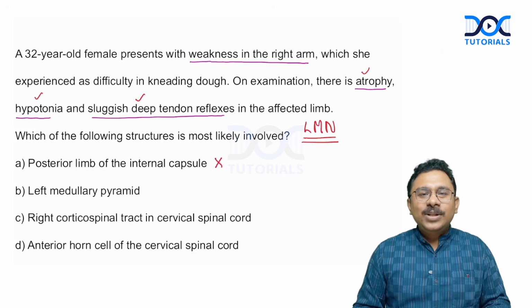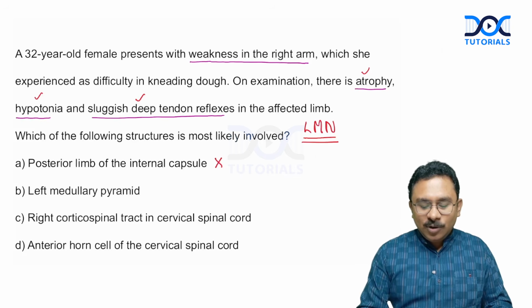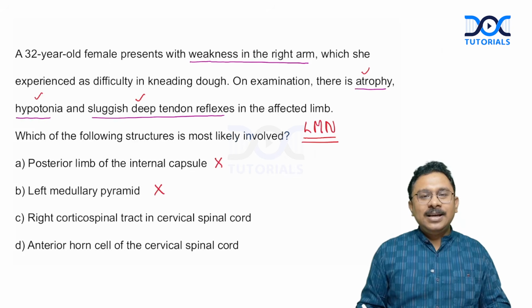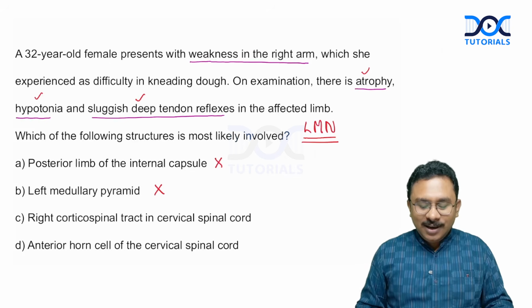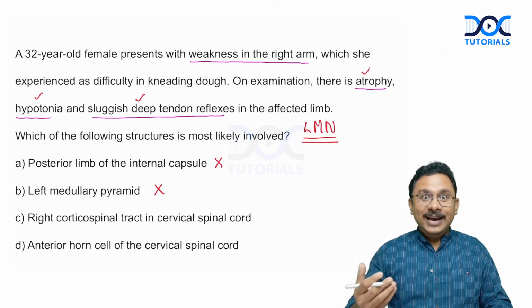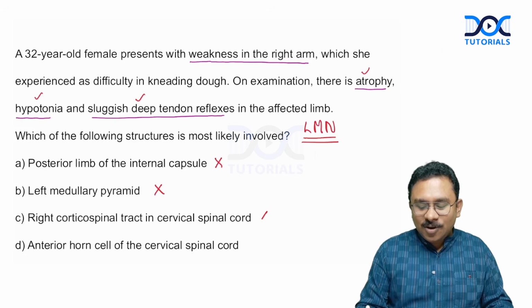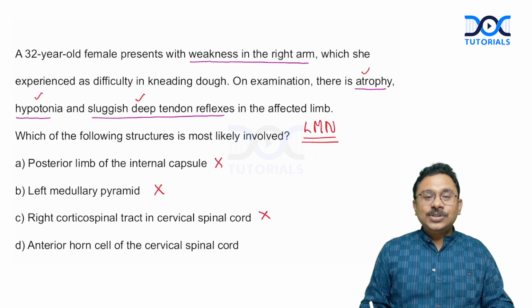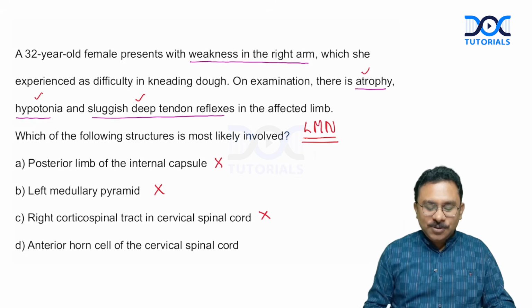Coming to option B, left medullary pyramid. What goes through the left medullary pyramid? Again, the corticospinal tract, corresponding to UMN type of weakness. I'm eliminating that option also. Coming to the third option, right corticospinal tract. Again, the CST, this time in the cervical spinal cord, is likely to produce UMN type of weakness.